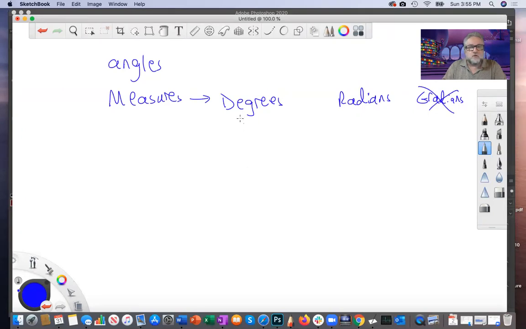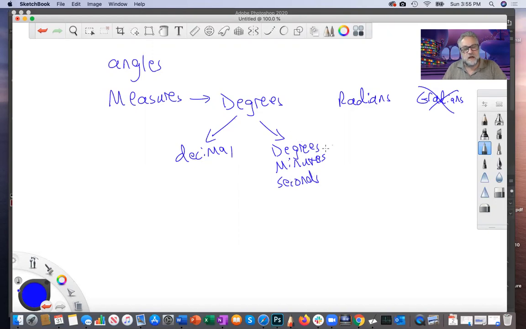So degrees, we can do two ways. We can do in decimal form, or we can do in degrees, minutes, and seconds. So we'll do that. It's much like how longitude and latitude are done. And for radians, well, they're just going to be in radians. There's only one type of radians, and that's radians.